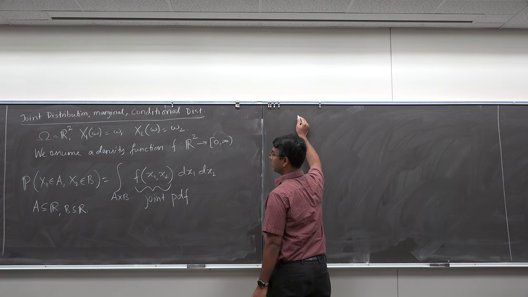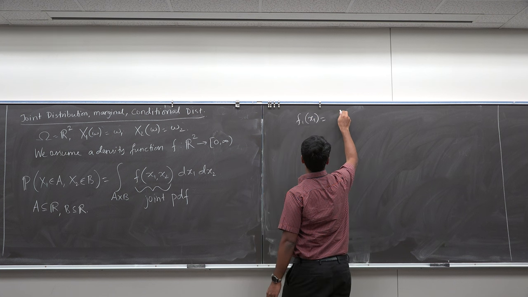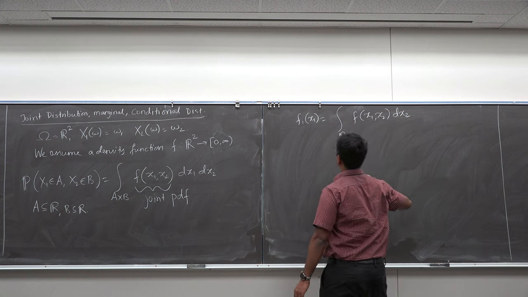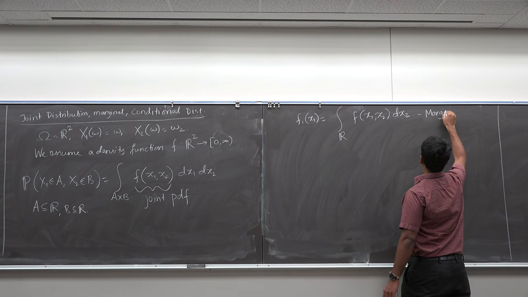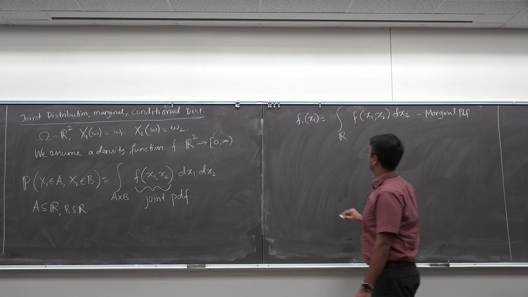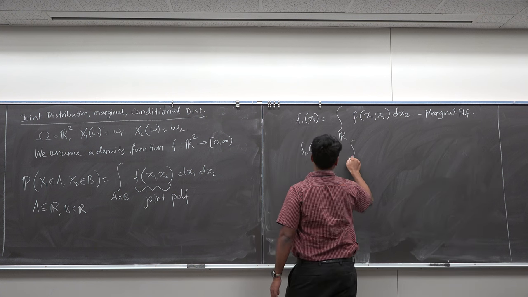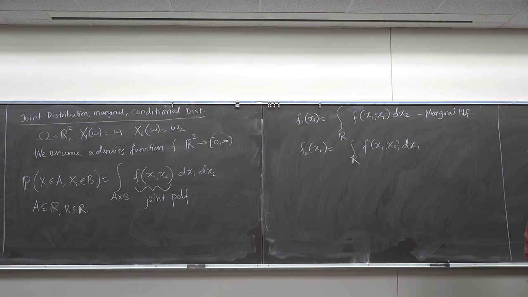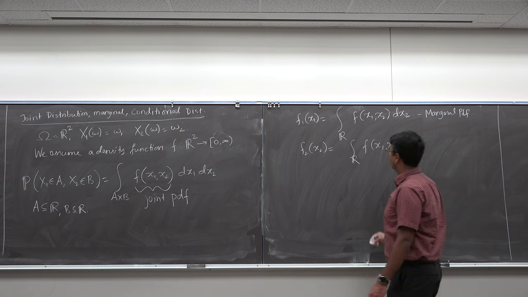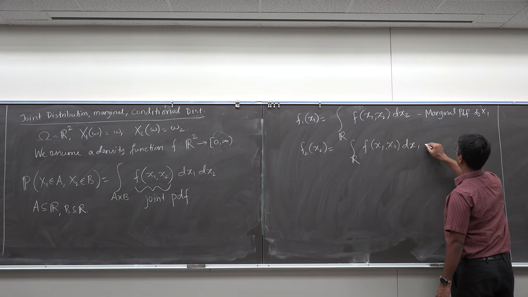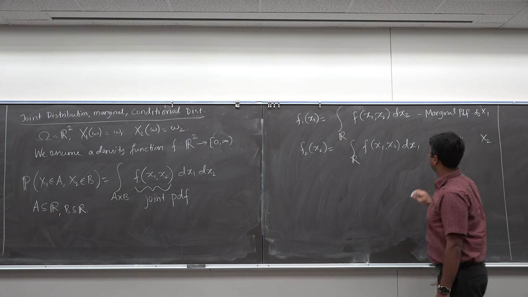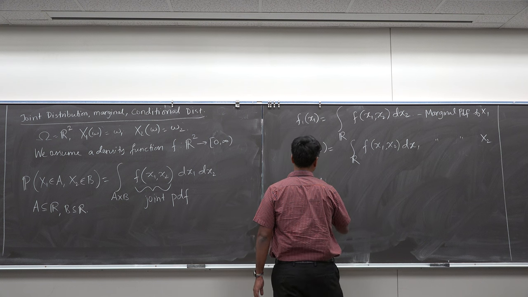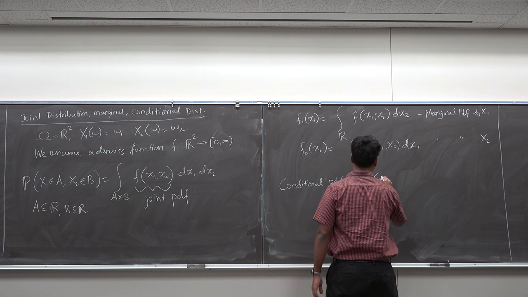I have this is the marginal PDF. Same thing, f2 of x2 is, if I take the integral with respect to x1, I get f2 of x2. This is the marginal PDF of x1. This is the marginal PDF of x2. And then the conditional PDF of x2 given x1.